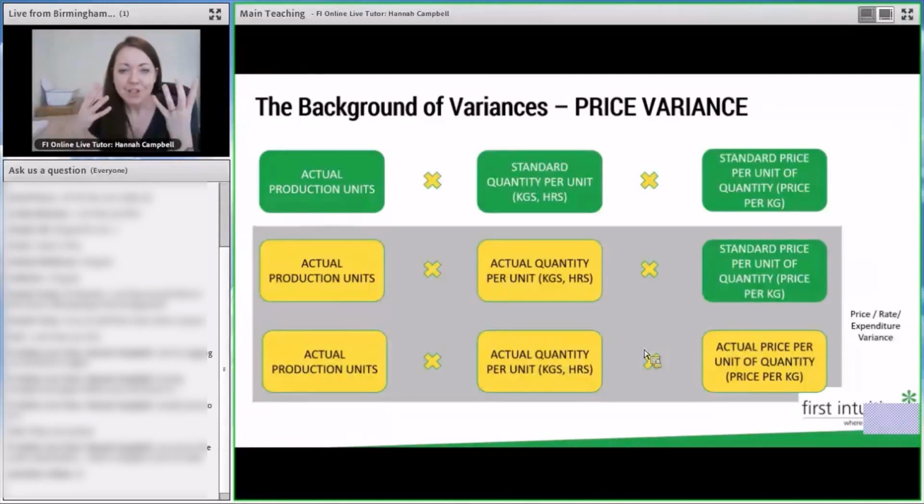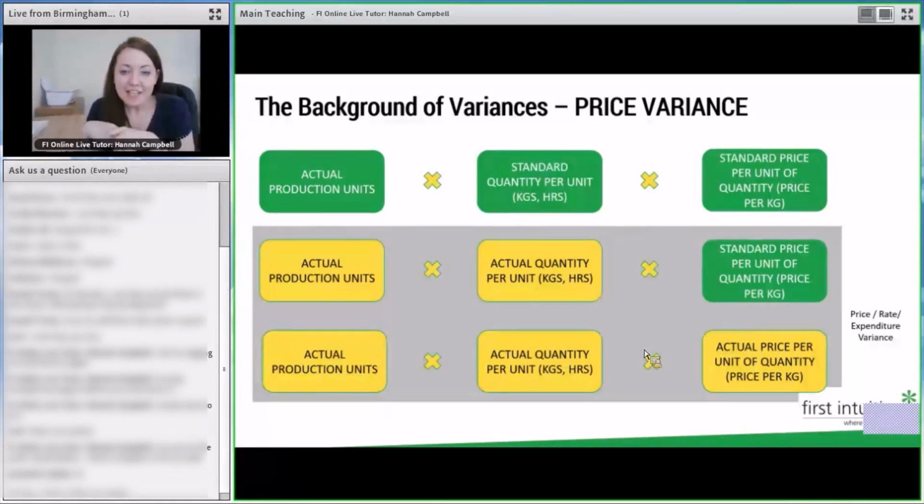So does that help in understanding how we come up with these variances, where they've come from, and why they're calculated in the way that they are? Give me a green tick if that has helped.